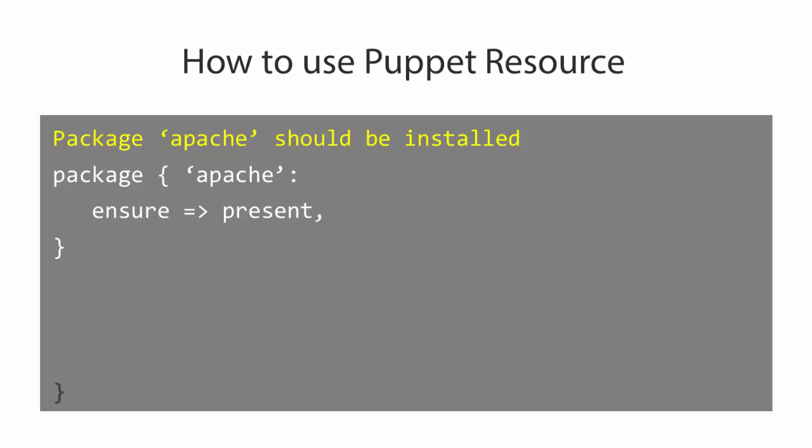So this is an example of how to use a Puppet resource. The declaration is like this: package Apache should be installed. Then we can use this syntax: package Apache ensure present. Here, package means type, Apache means title, ensure means attribute, and present means value. Even if we don't use a provider here, there is no problem using the Puppet resource.